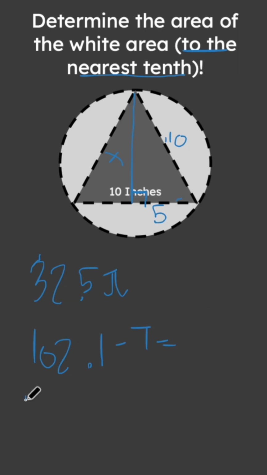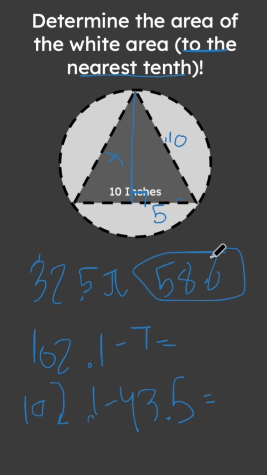So we could just rewrite this as 102.1 minus 43.5, and this gives us an answer of 58.6 square inches, rounded to the nearest tenth. 58.6 square inches. I hope you enjoyed this problem.